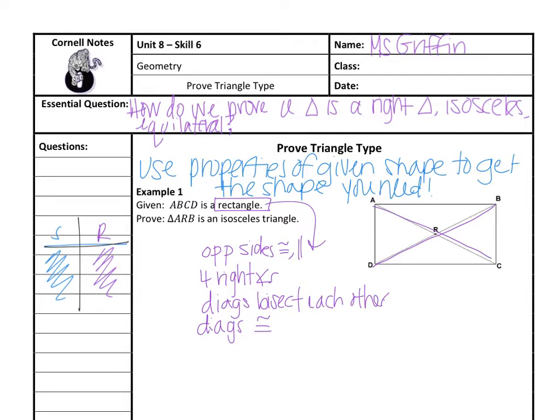Then I'm going to take a look at the isosceles triangle and recall what I know about isosceles triangles. Isosceles has 2 congruent sides and angles. Okay, so I'm going to outline my isosceles triangle in yellow so that I can figure out what I'm going to have to do in order to get this triangle to be isosceles.